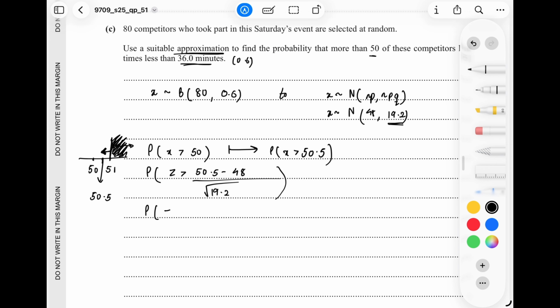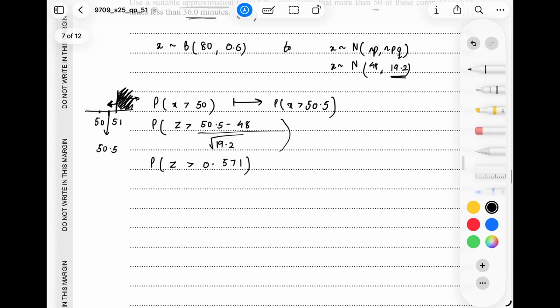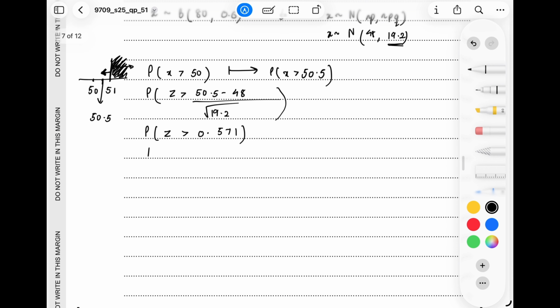Okay, so that's P of Z is greater than 0.571. Since this is greater than, you just do 1 minus phi of 0.571. Why exactly are we doing this? We can just draw it out real quick. We have 0, we have 0.571. We're trying to find greater than, so we just do 1 minus less than.